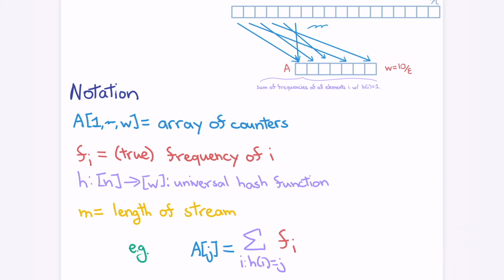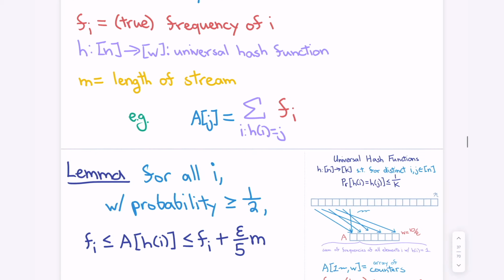Here's some notation. I'll use A to be our array of counters. f_i will be the true frequency of i. h will be our universal hash function. m is the length of the stream. Okay, so A_j is summing up all the frequencies that got hashed to slot j. Okay, good.